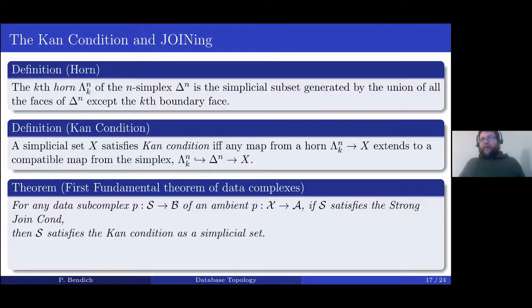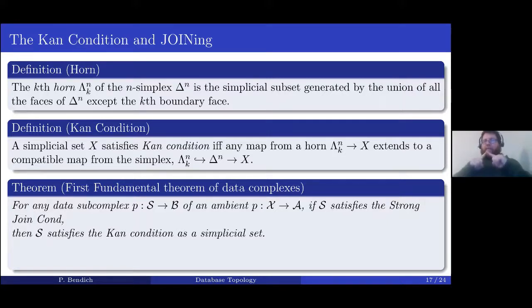That's the kth horn. So for example, if I have a triangle, that's a 2-simplex, and I remove the interior of the triangle and one edge, I'm just left with 3 vertices and 2 edges. That's a horn. And if the removed edge was the second edge, that's the second horn. We say that a simplicial set satisfies the Kan condition, and these are the terms from the literature.